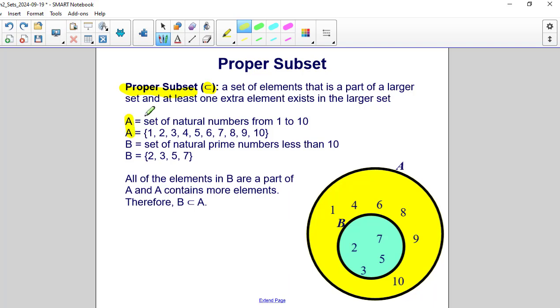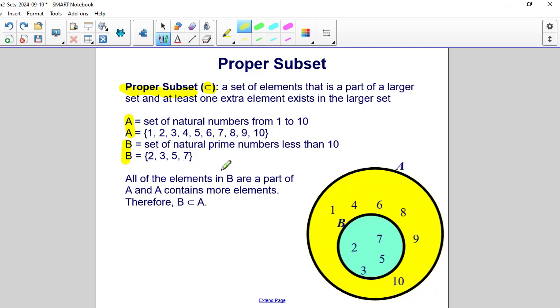In statement form, set A is the natural numbers from 1 to 10, or set A in tabular or roster form is the set of numbers 1 through 10 written this way. And here we have set A, all in yellow, including all the numbers from 1 to 10. But we also notice within set A is set B in blue, and that contains a set of numbers which are also part of A. Set B in statement form is the set of natural prime numbers less than 10, or written in tabular or roster form, it's 2, 3, 5, and 7.